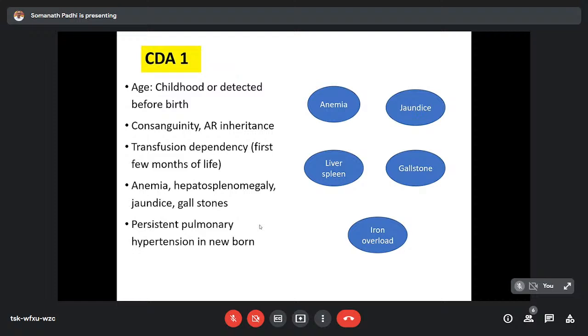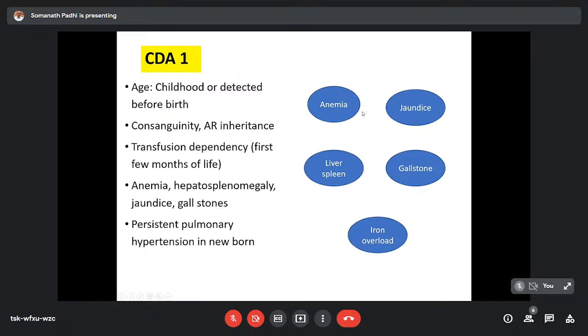So, coming to congenital dyserythropoietic anemia type 1, this is the second most common cause of CDA, that is common in childhood, or they are detected just before birth, even in intrauterine life. And consanguinity is present in a subset of patients, and their parents are morphologically as well as presentation-wise normal. There is an autosomal recessive pattern of inheritance. That means more than one sibling of the same family may be affected by this condition. Transfusion dependency is usually seen in the first few months of life, whereas these patients may not be transfusion dependent towards later life.